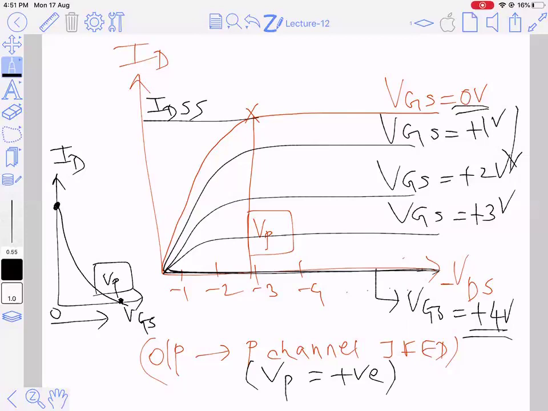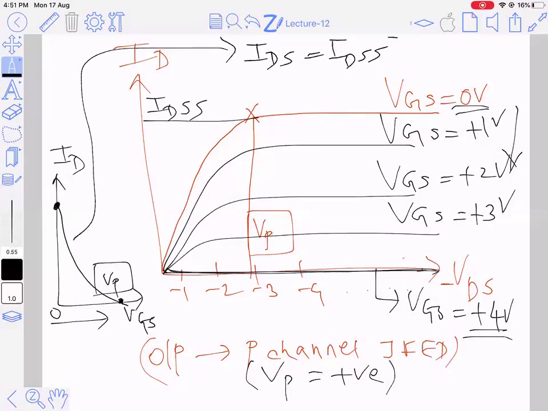For N channel, the graph looked like this on this side because VGS was negative. This was for N, but now over here it is P, so VGS is positive. Shockley's equation is the same: IDS is IDSS times (1 minus VGS by VP) squared. The equation is exactly the same. Only thing you should know is that VGS is positive and VP is also positive. Is this clear?